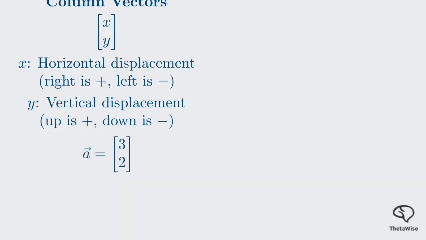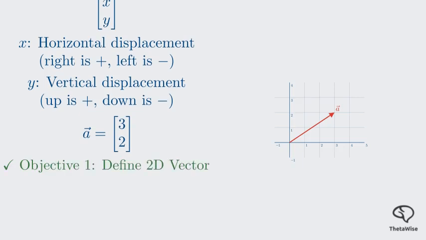Let's look at an example. Vector A is (3, 2). To draw this, we start at any point. We move 3 units to the right, and then 2 units up. The vector is the arrow connecting the start to the end. Notice that the vector defines the movement, not a specific starting position. We have successfully met our first objective of defining a 2-dimensional vector.